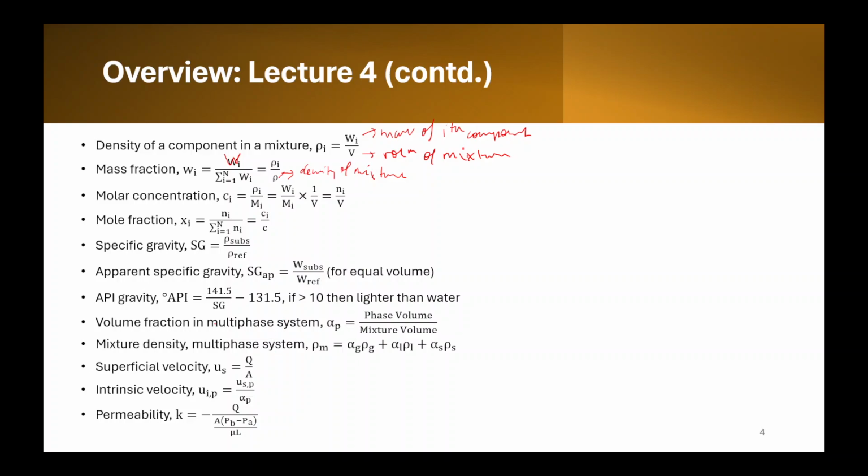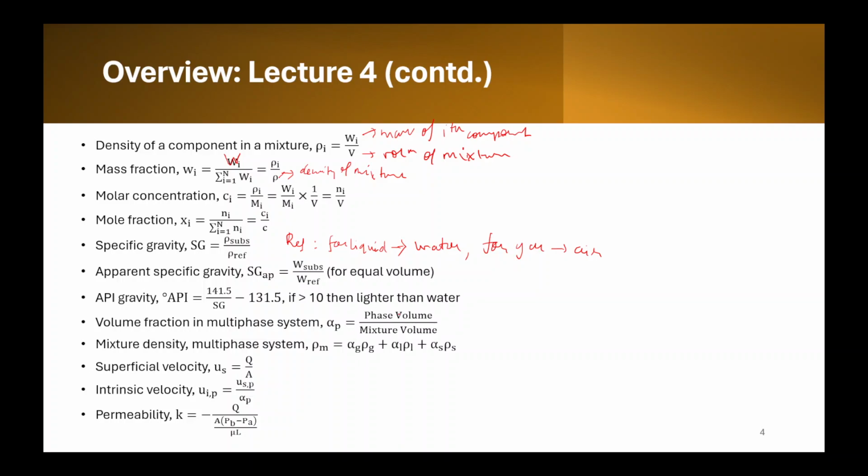Next, specific gravity. Specific gravity is defined as the ratio of the density of the substance to the density of the reference. For liquid, the reference is water, and for gas, it is air.